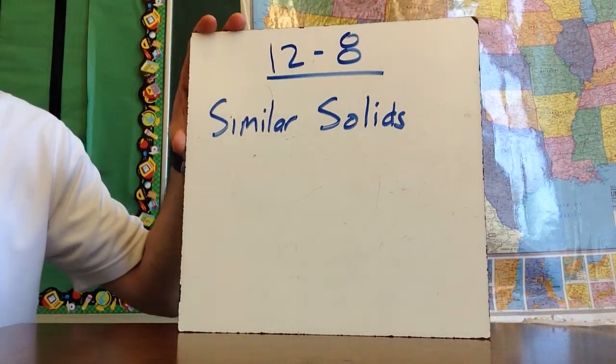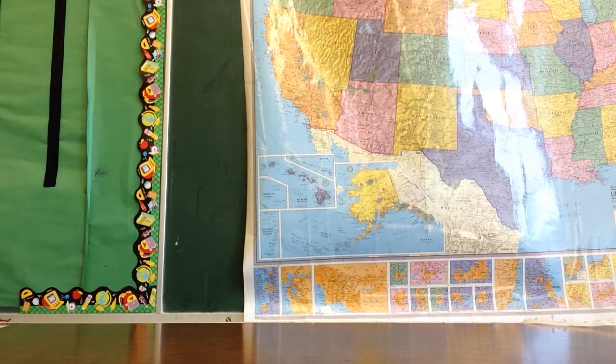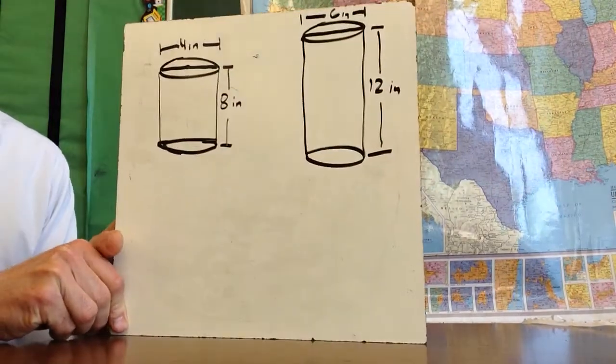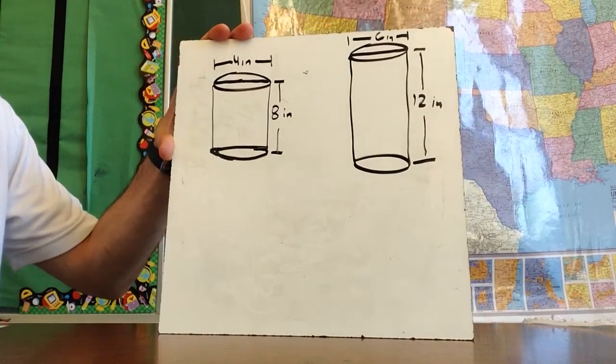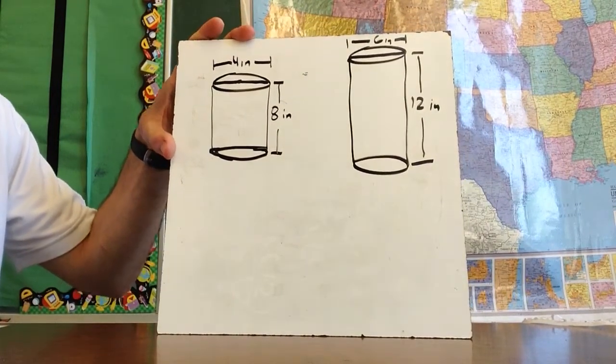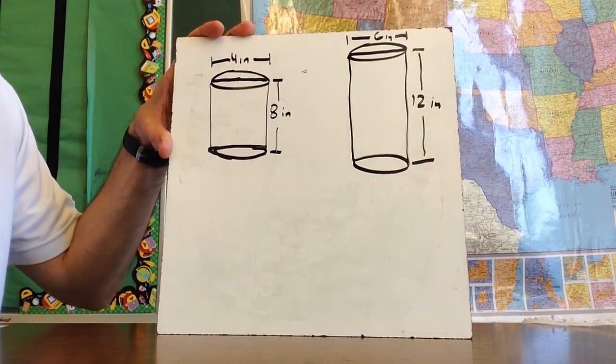This video will discuss chapter 12.8, similar solids. So we're going to start by looking at two cylinders and trying to determine if these two cylinders are similar. And so what we want to do is set up a ratio. There are a bunch of different ways that you can set up the ratio.